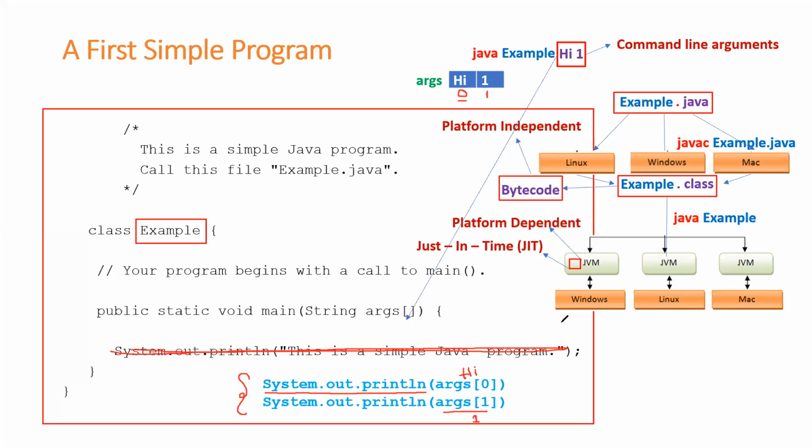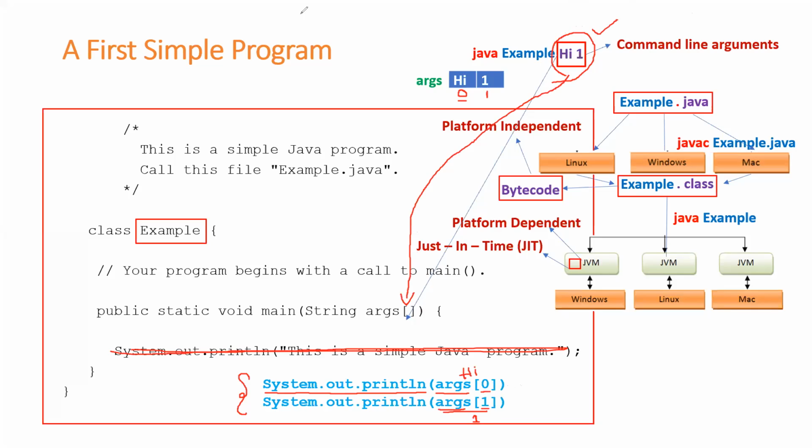So this is how you can pass the command line arguments. Whenever you want to pass command line arguments to your program, this is how you can pass them. And this is how you can access the command line arguments inside your program. ARGS is the name of the array, followed by the index.